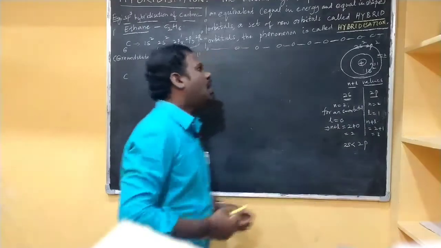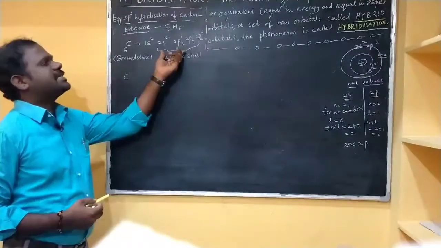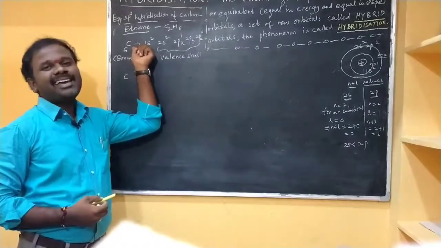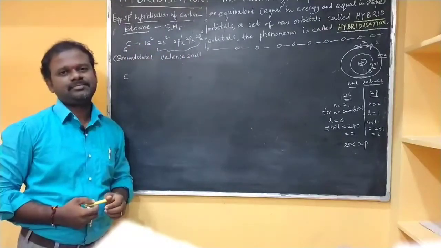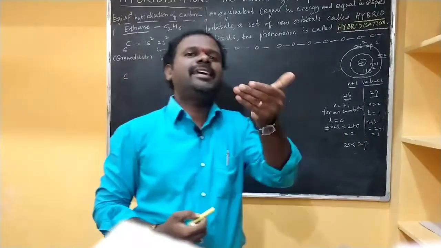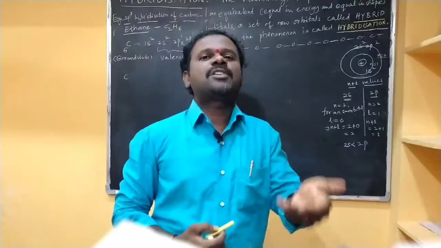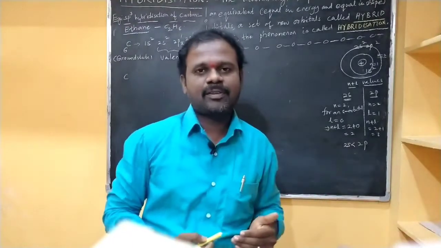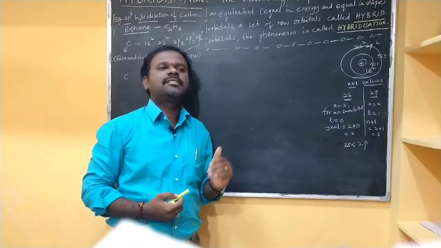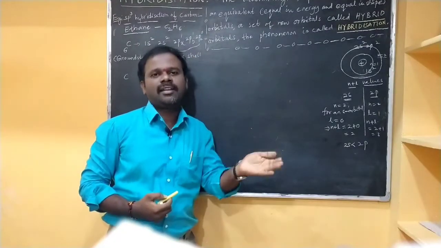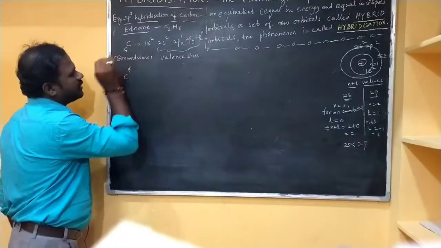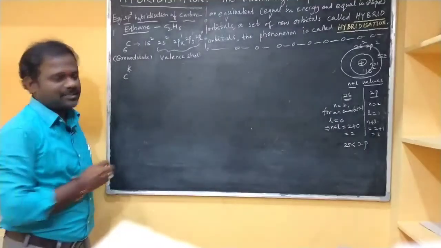So to obtain a number of valence electrons equal to 4, here carbon can get excited. How does it get excited? By the absorption of heat energy, or otherwise by the absorption of light energy. Absorption of energy can take place in the form of either heat energy or light energy. So by the absorption of energy, carbon can get excited.